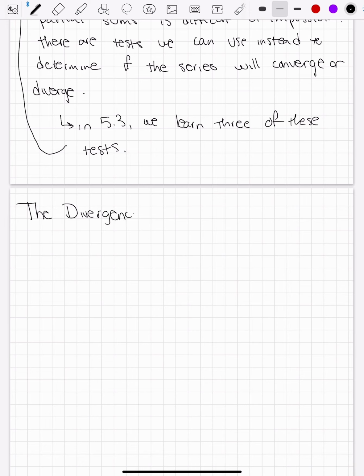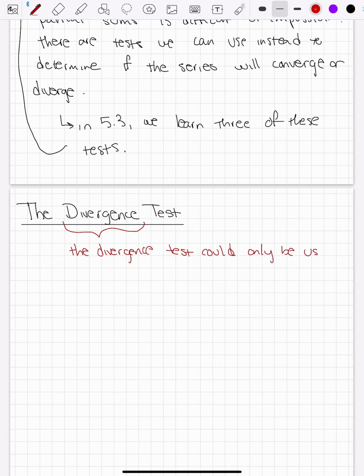And the name of the divergence test is important and helps us intuitively remember what the divergence test is. So the divergence test could only be used to show that a series diverges. So it will never ever tell you that a series converges. We just cannot conclude that with the divergence test. So what is the divergence test?